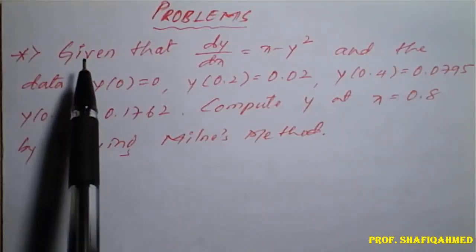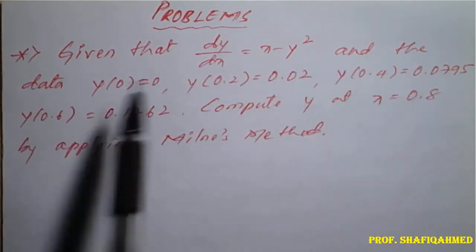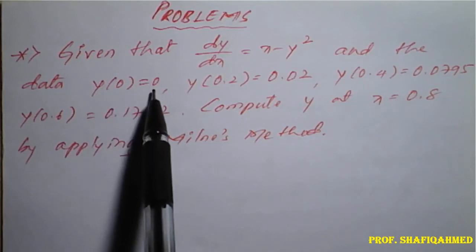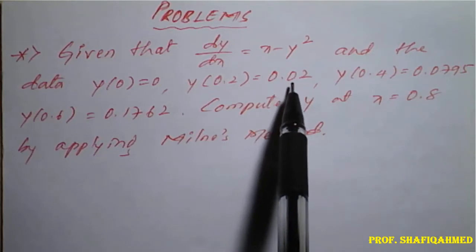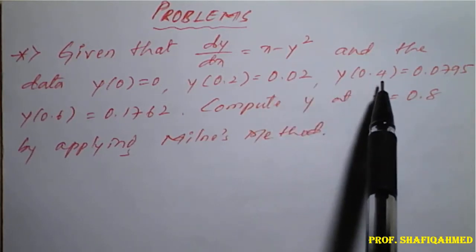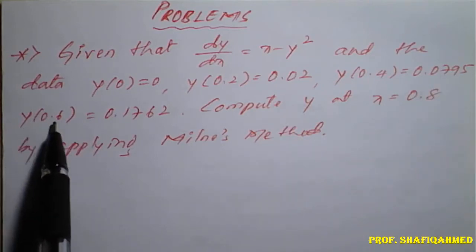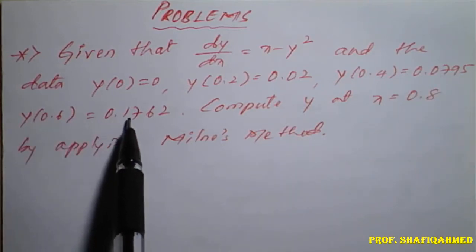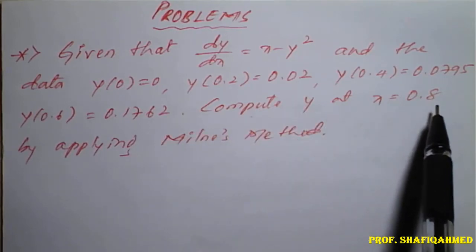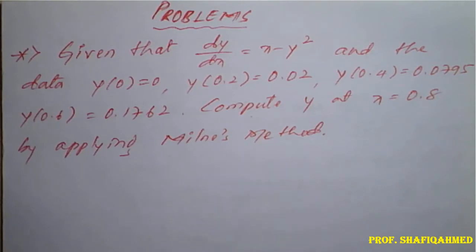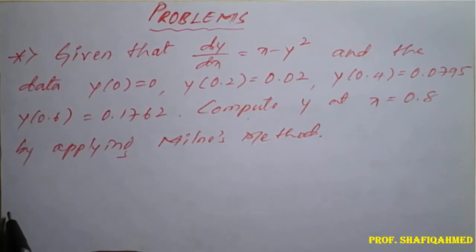The problem is given that dy by dx is equal to x minus y square, and the data y of 0 is equal to 0, y of 0.2 is equal to 0.02, y of 0.4 equal to 0.0795, y of 0.6 equal to 0.1762. Compute y at x is equal to 0.8 by applying Milne's method. So this is the question. We need to find the solution by using Milne's method.